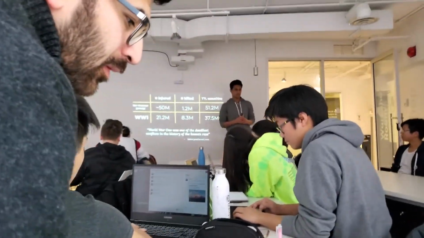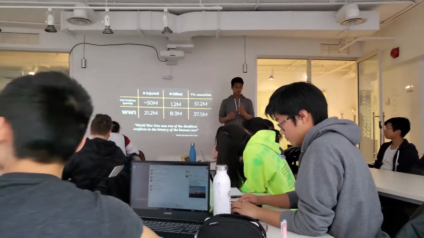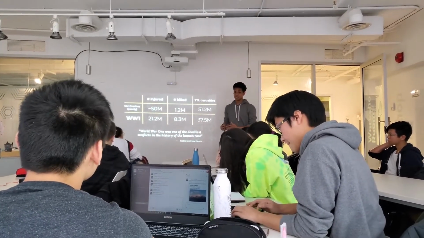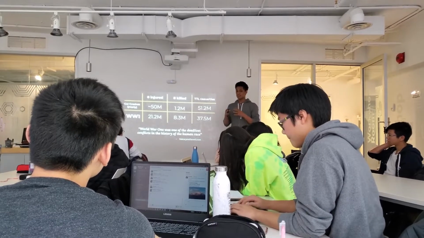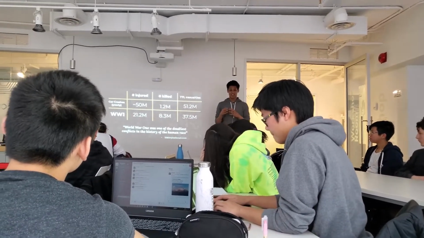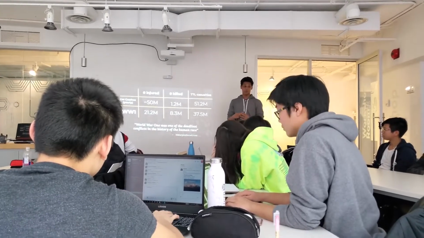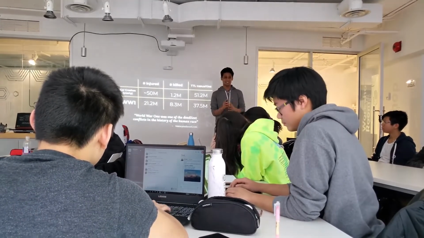Just to put this in perspective, let's compare this with World War I. In the course of 4 years in World War I, 37.5 million people were both killed and injured. Now, each year in car crashes, we have 51.2 million people who are both killed and injured. This is actually crazy.